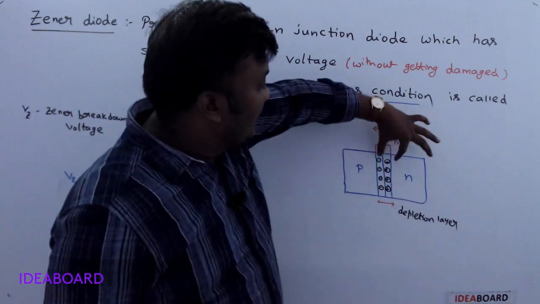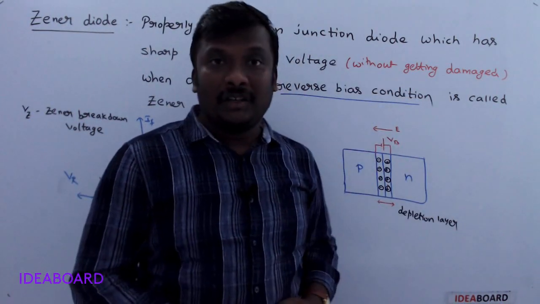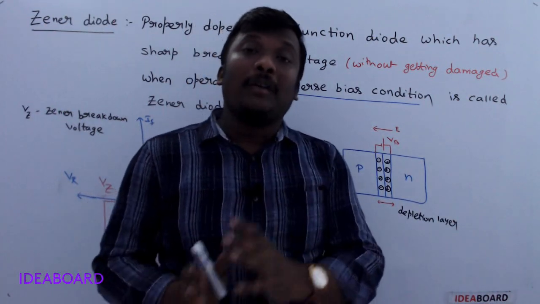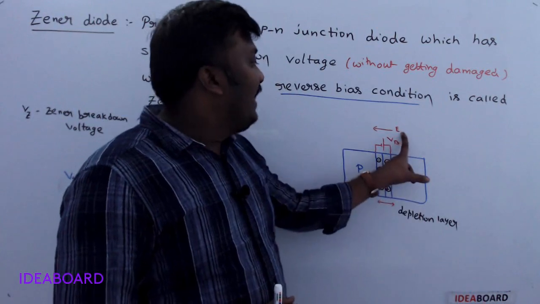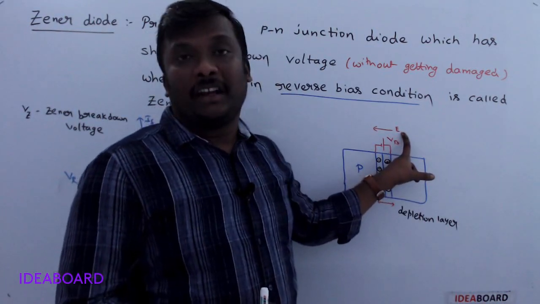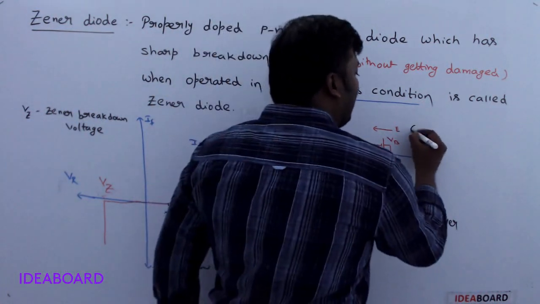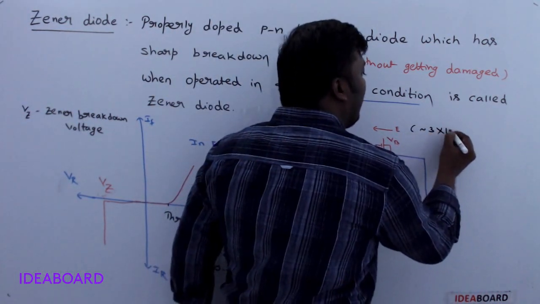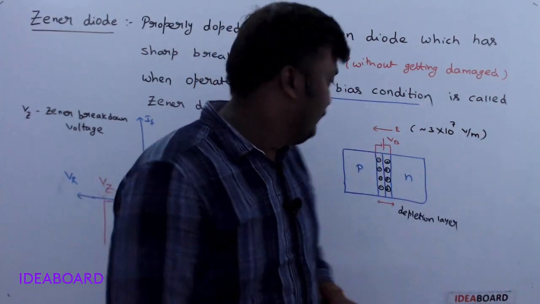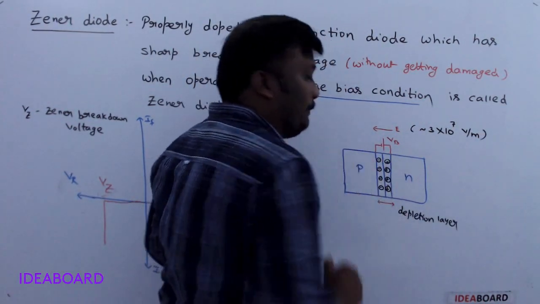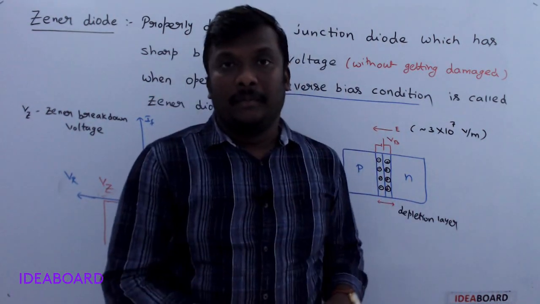Now they create some potential, we know, that is called barrier potential. Whenever the applied voltage increases in reverse bias, the intensity of the electric field also increases. And if this value reaches nearly 3 × 10^7 volt per meter, then within this depletion region, all the covalent bonds break.